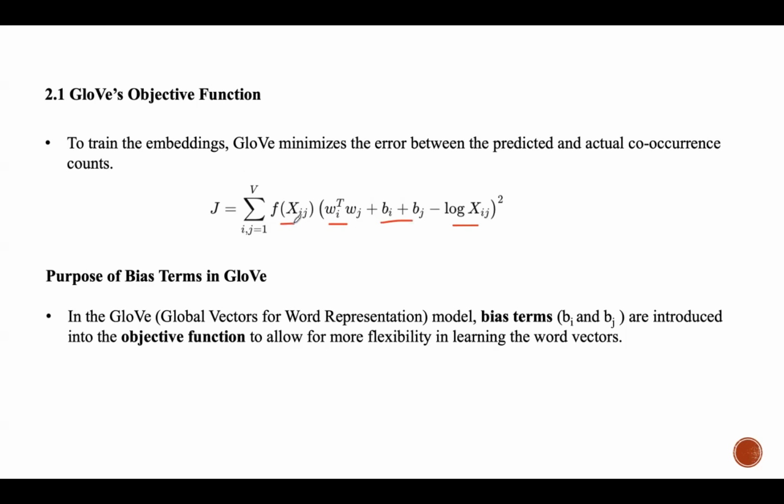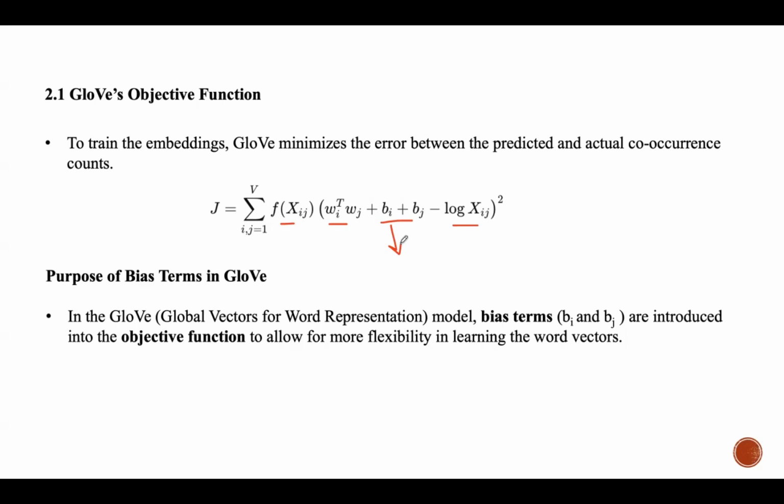Fij is a weighing function that helps scale down the effect of very frequent co-occurrences so that the model focuses more on less frequent, more informative co-occurrences. Then why do we need these bias terms in GloVe? Are they important? Without that, can't we do the operation and find the values?